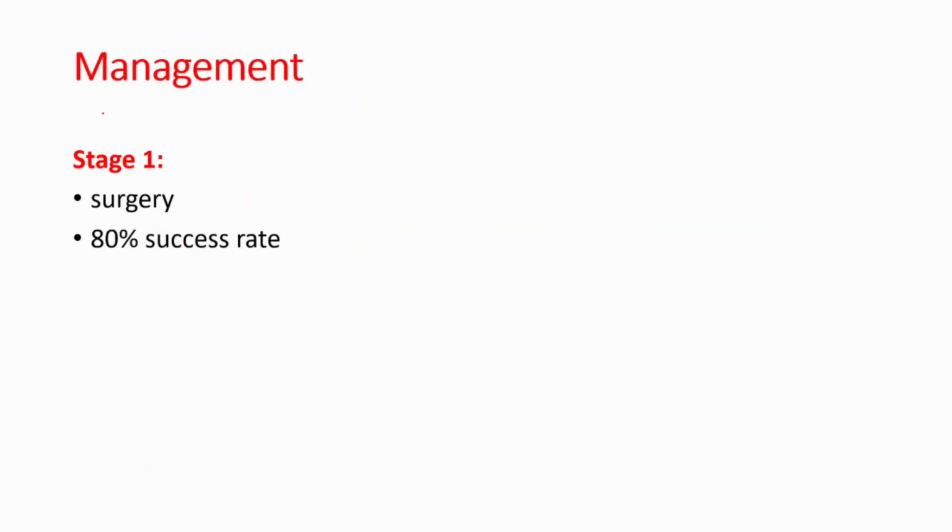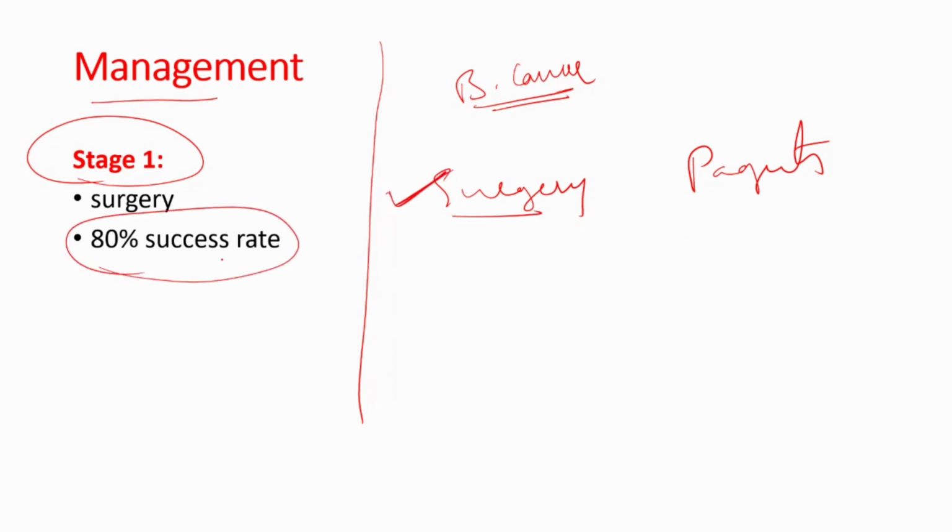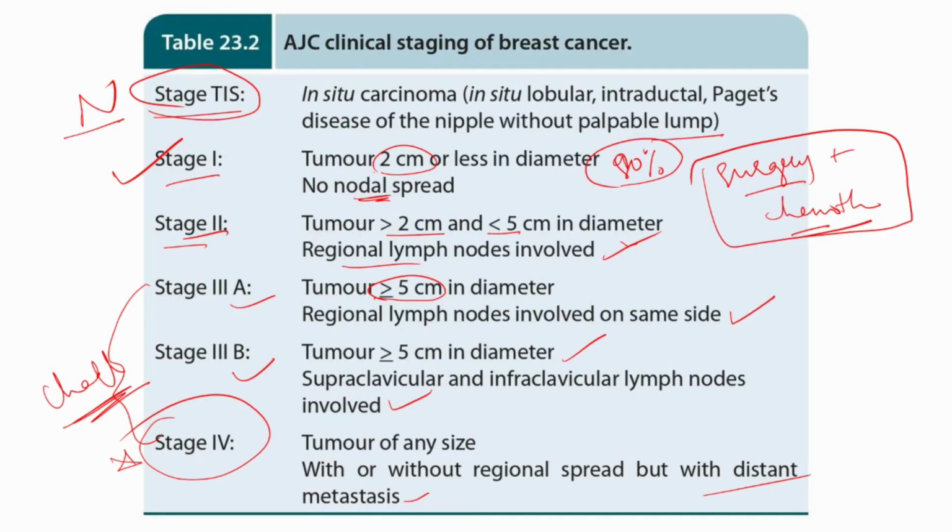Now, if you see the management of breast cancer, according to stages, we have to manage the patients. In stage 1, surgery is the treatment of choice. If the patient has Paget's breast cancer, or if the patient is in stage 1, a single surgery can give an 80% success rate. Stage 1 patients are those who have tumors of 2 centimeter or less and no nodes involved.